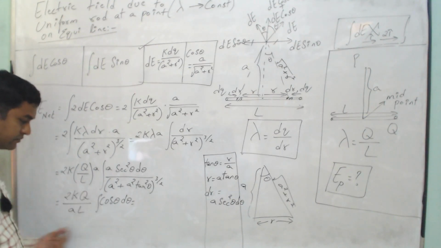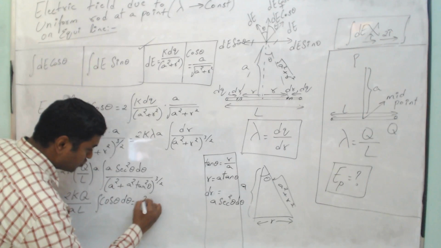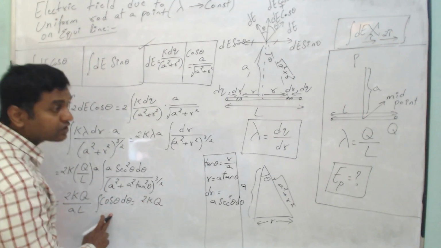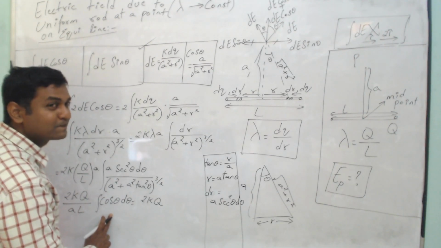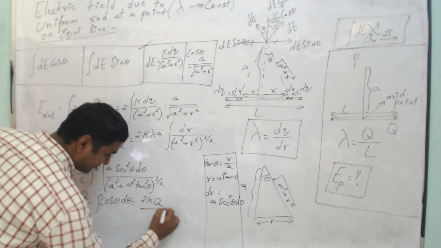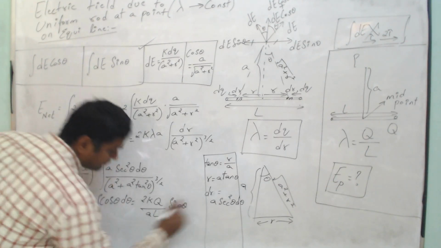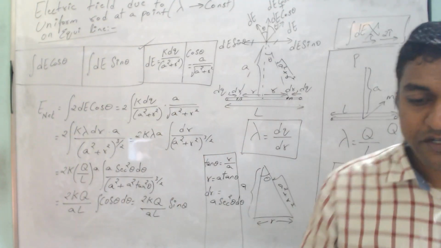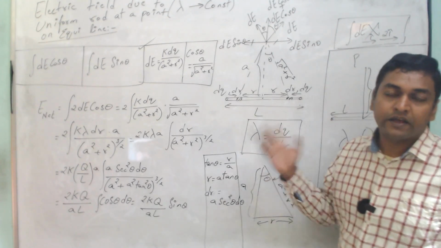So basically my ultimate integral answer will be 2kq. Integral of cos theta is what? Not minus, sin theta. a into L sin theta. Of course, I am not right now mentioning the limits. I will mention the limits, but first, let us take a look at the entire thing again.